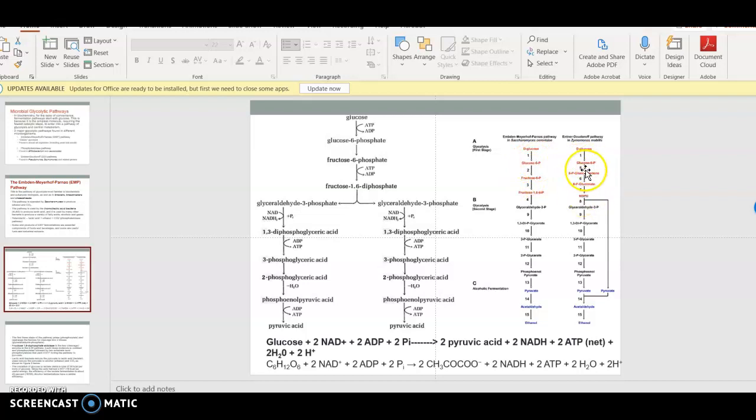But for the Entner-Doudoroff pathway, glucose 6-phosphate will produce a different product using a different enzyme. That's why you can see different numbers here. This enzyme is number 2, but this enzyme is number 5. Okay, so basically all the fermentation pathways will produce a similar end product, which is pyruvate. Only the intermediates are going to be different.